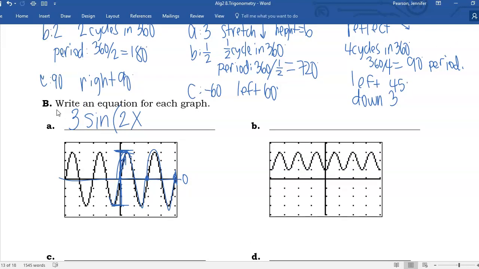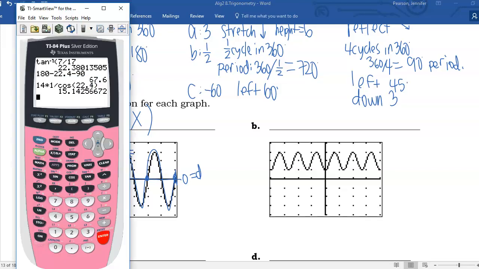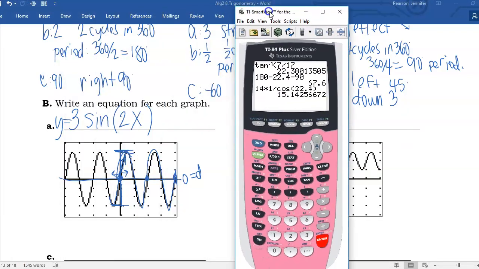I don't have a vertical shift on this one because it is right at the center. If my intersection point had slid left or right, that's when I would have looked for a phase shift. And I already said D was 0, so that looks done. Let's graph it to check it. It looks pretty.